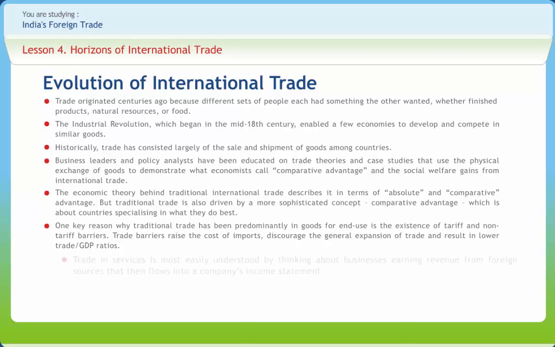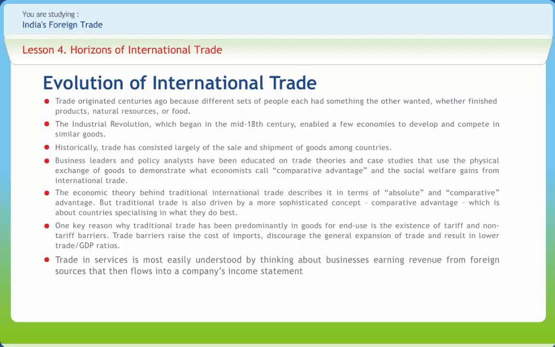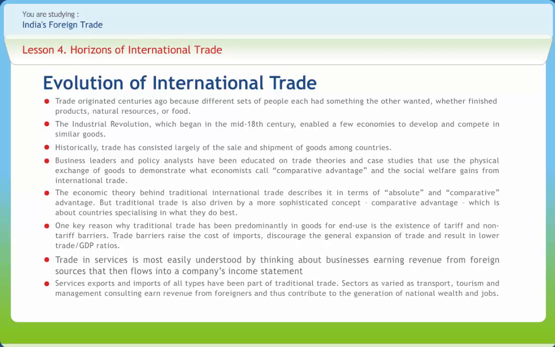Trade in services is most easily understood by thinking about businesses earning revenue from foreign sources that then flows into a company's income statement. Services exports and imports of all types have been part of traditional trade. Sectors as varied as transport, tourism, and management consulting earn revenue from foreigners, that is, export a service, and thus contribute to the generation of national wealth and jobs.